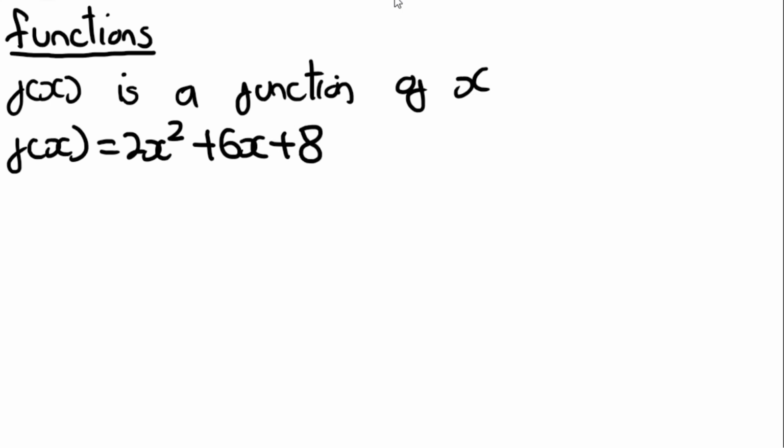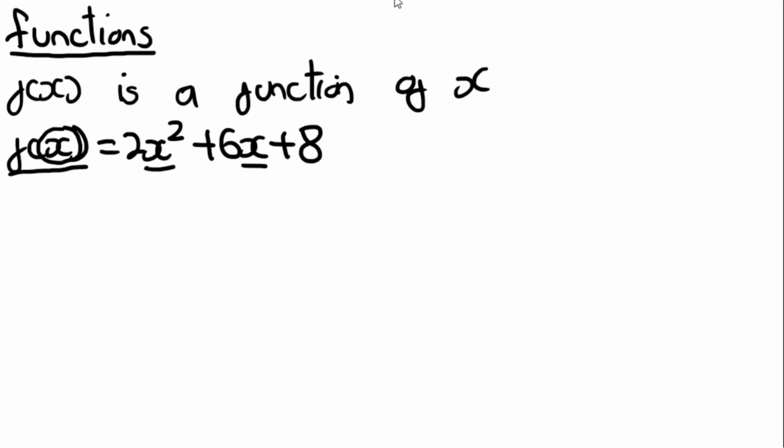This is a function, and it's a function of x because x is the variable in it. The reason we use f(x) is it's basically just shorthand. Rather than writing out in a question 2x squared plus 6x plus 8 every time, you can just write out f(x). It's so much shorter, and it's really used in questions a lot. The letter here defines the variable that is in the function.